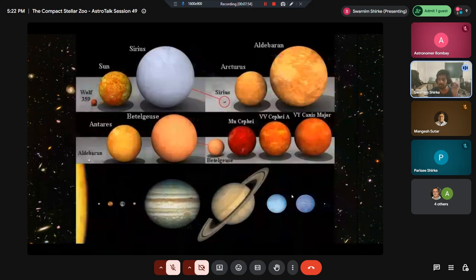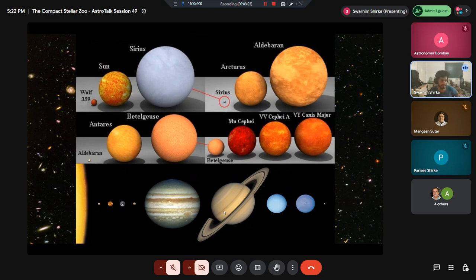To give the idea of why we are calling them compact, this is our solar system. If this is the sun, these are the planets. This is our Earth here, and this is our sun sitting with some other stars. You see there are smaller stars, and we have much bigger stars, Sirius, and it keeps on getting bigger. So this is our sun, and comparatively, you can see the Earth is 100 times smaller in radius.